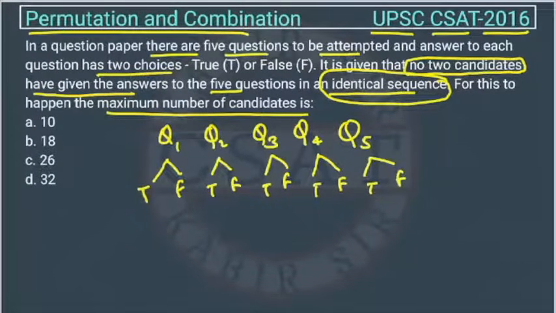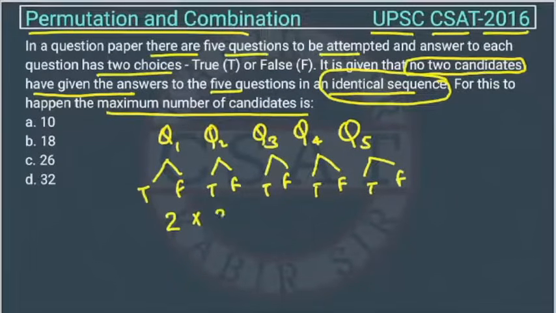For this to happen, the maximum number of candidates, right? So जितने sequence generate होंगे unique, उतने ही student होंगे, उससे ज़्यादा जैसे ही student होगा तो आंसर का जो sequence है वो मैच करने लग जाएगा, right? So अगर आप देखो यहाँ पे Q1 के लिए how many options we have? 2, right? So Q1 can be answered in 2 ways.